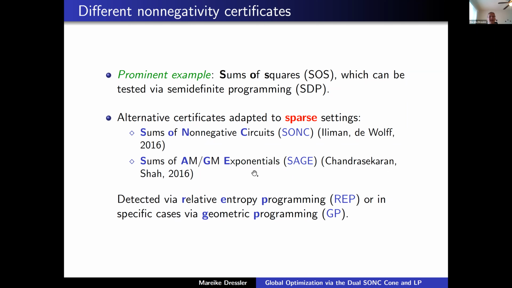And here the underlying idea is to take the AM/GM inequality to test function non-negativity. And these certificates can be detected in general via relative entropy programming, and in specific cases via geometric programming. And it doesn't really matter here for the sake of the talk what that is. It's just important that both of these problems are convex optimization problems.